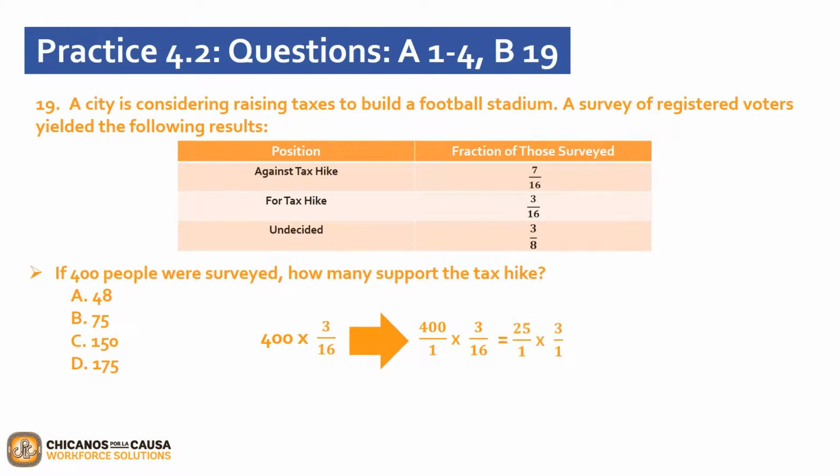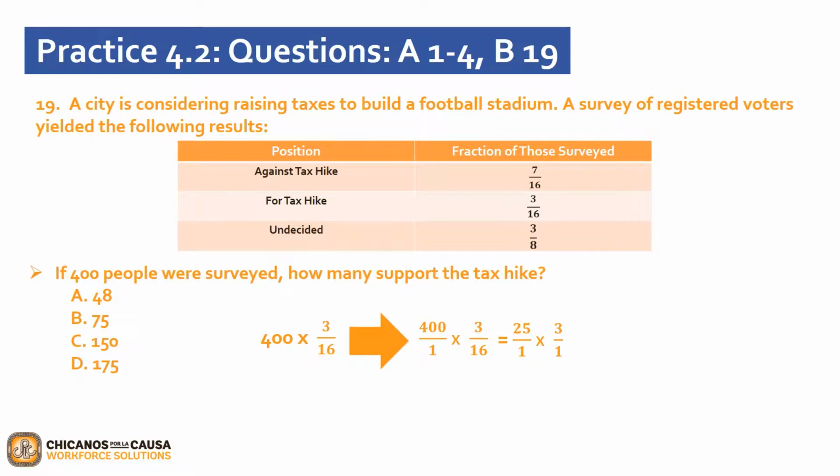This gives us new fractions of 25 over 1 and 3 over 1. So what this means is that because 400 can be divided by 16 25 times, we can then replace 400 by 25. 16 is divided by 16 once. Therefore, 3 stays the same.